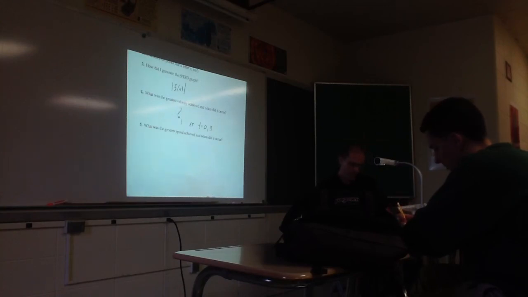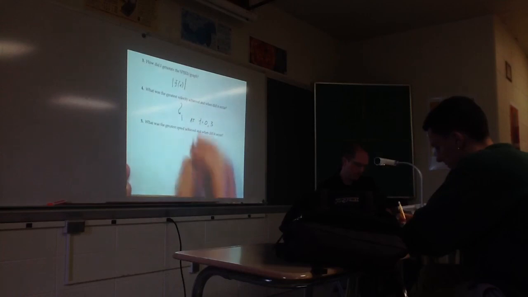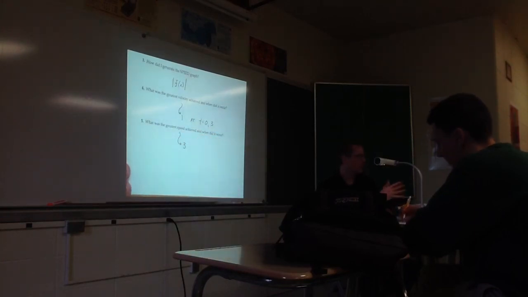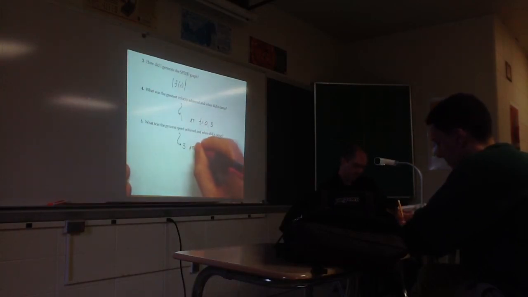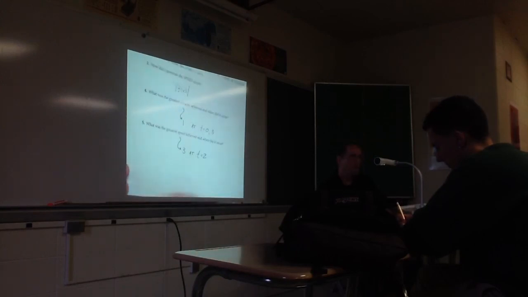And Aaron, what was the greatest speed achieved? 3. 3 is correct. So, yeah, there's that issue. It was a negative velocity, but the speed is positive. So 3 is the greatest speed. 3 feet per second or miles per hour or whatever you like. Okay? And Aaron, when did this occur? T equals 2.